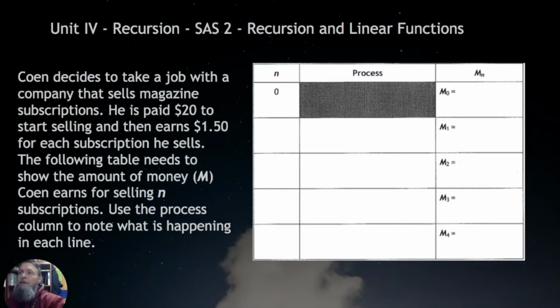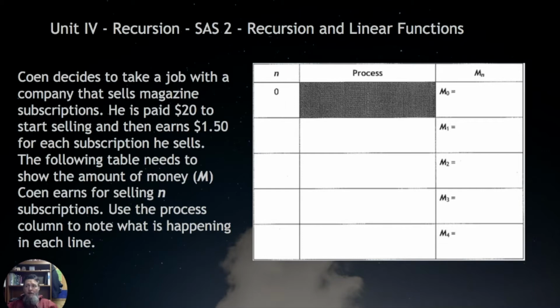All right, so let's talk about this. Cohen decided to take a job with a company that sells magazine subscriptions. He's initially paid $20 to start, and then he earns $1.50 for every subscription he sells. Now, we need to fill out the following table to show the amount of money Cohen earns for selling N subscriptions. M is a variable that describes the amount of money that Cohen earns, and N is a variable that describes the number of subscriptions he sells.